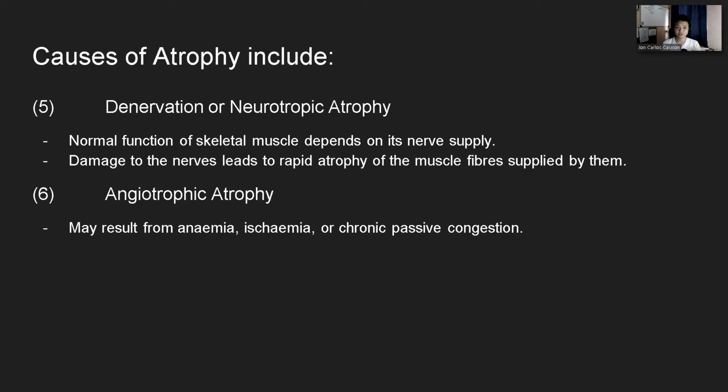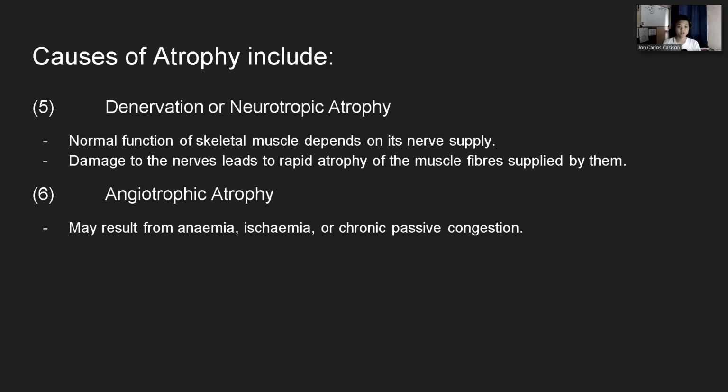The fifth one is denervation or neurotrophic atrophy. Normal function of skeletal muscle depends on its nerve supply. For example, damage to the nerves leads to rapid atrophy of the muscle that they supply.